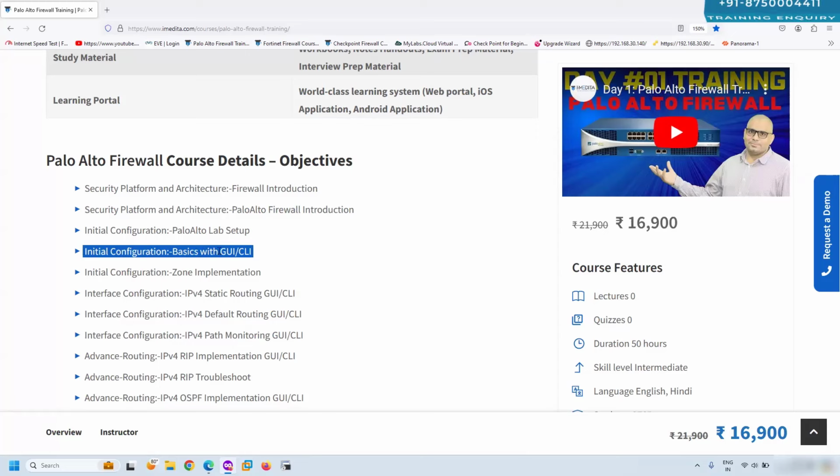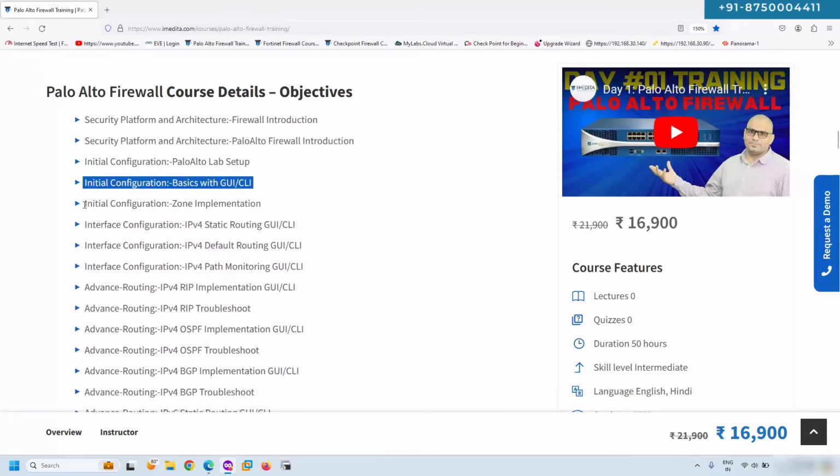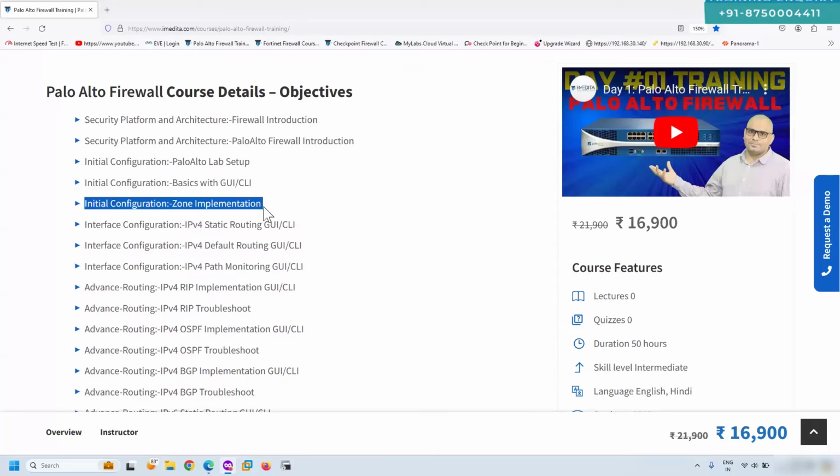This training will be covered in two ways. First, GUI. First of all, we will do the stuff with the GUI interface. After that, we will learn the things with CLI. In initial configuration, we will also learn how to implement zones. Palo Alto Firewall is a zone-based firewall, so zone implementation will be done in every lab or every task.